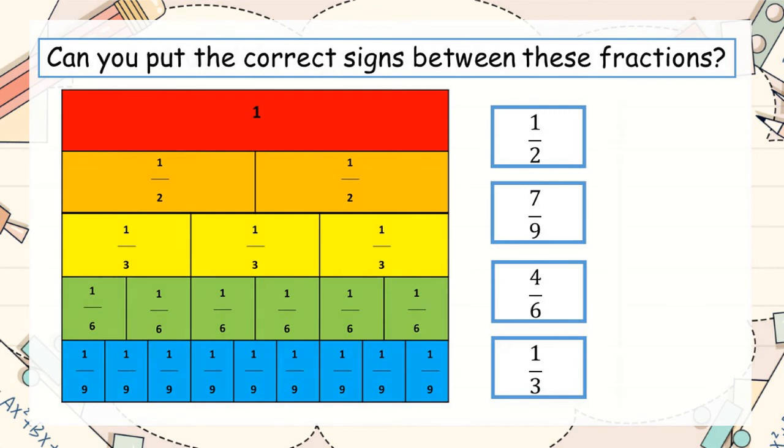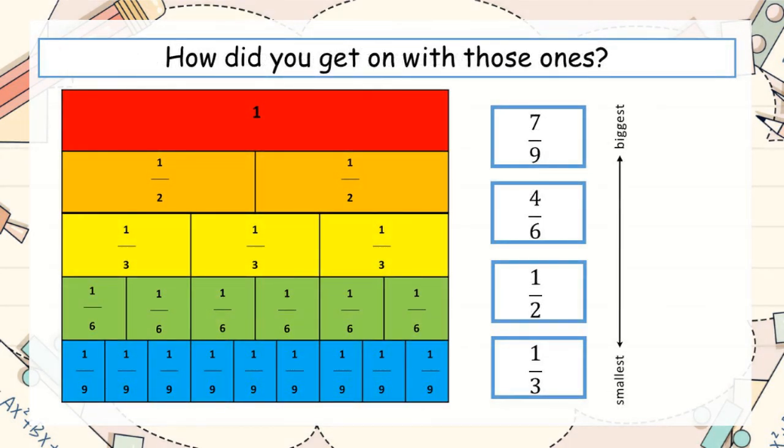Well, how did that one go? It was a little bit more difficult than before. Here's the order you should have got. 1/3, 1/2, 4/6, and 7/9.